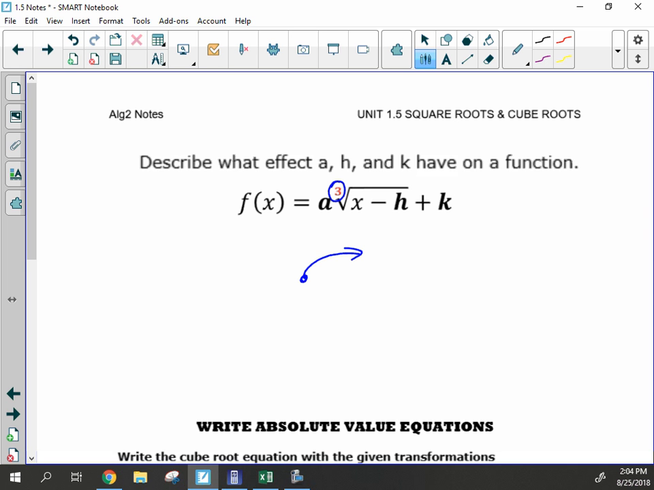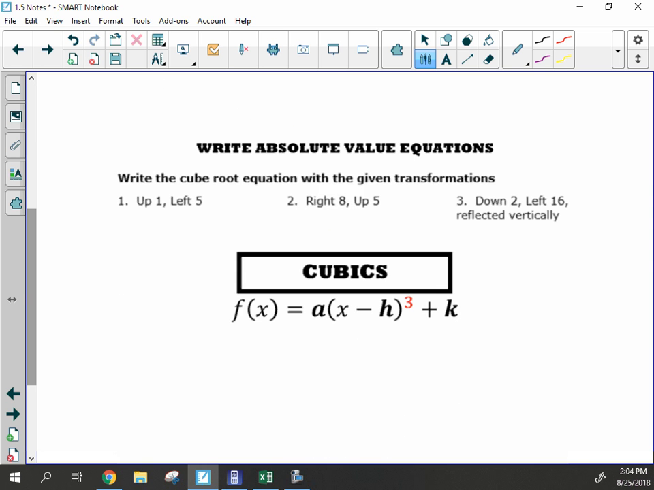If I need this graph to go up 1, so they want me to write cube root, so 3 goes here, x goes on the inside. They want this to go up 1, that would be out here, left 5 would go on the inside, but it would also have to be the opposite, so it's +5. That would be the equation for this. So write a cube root, so y equals cube root x, so we want right 8, so that's actually -8, and then up 5 is +5.